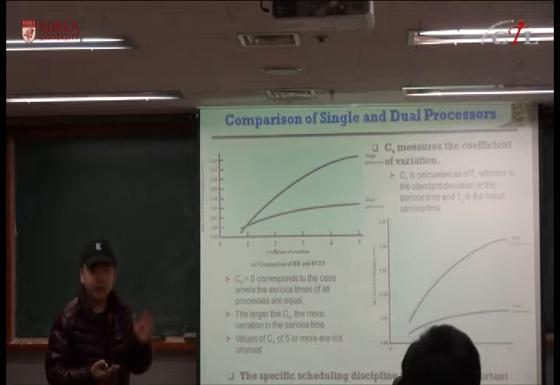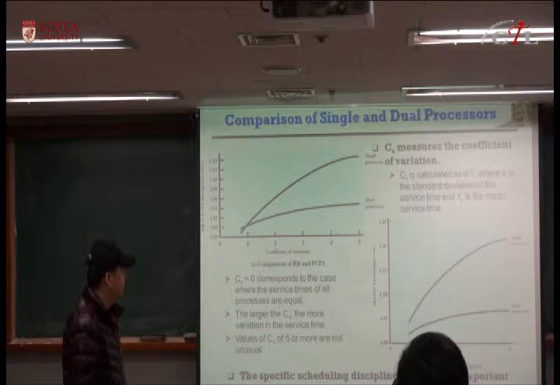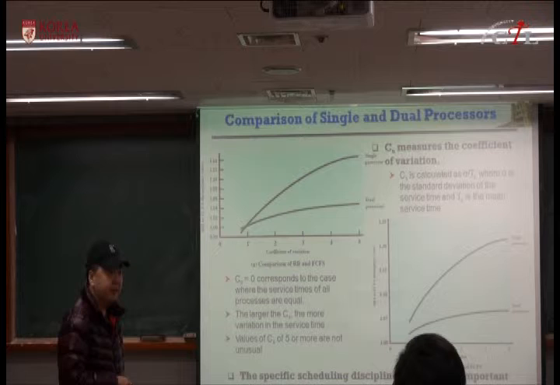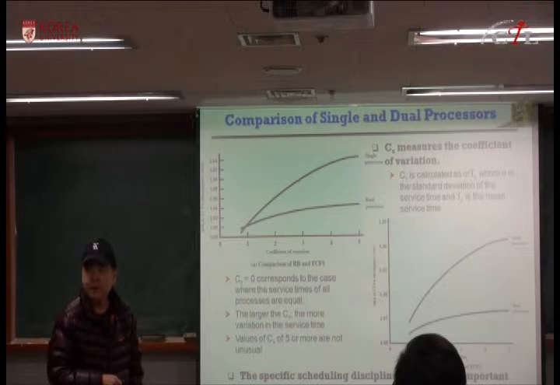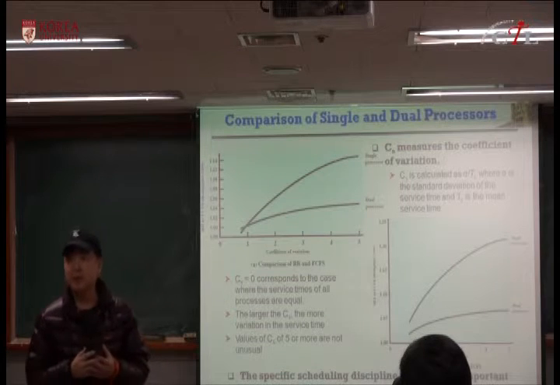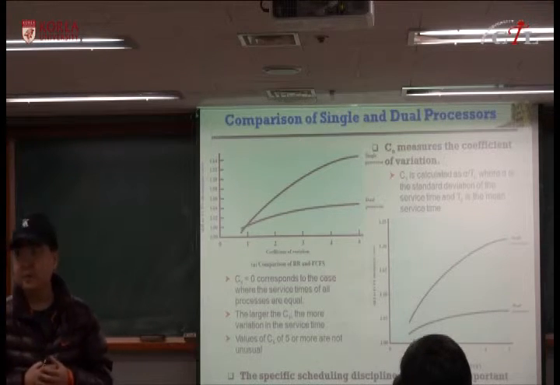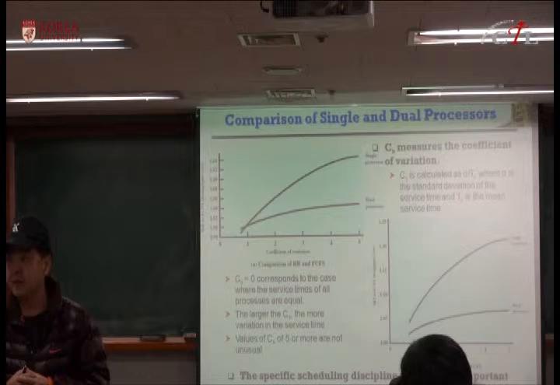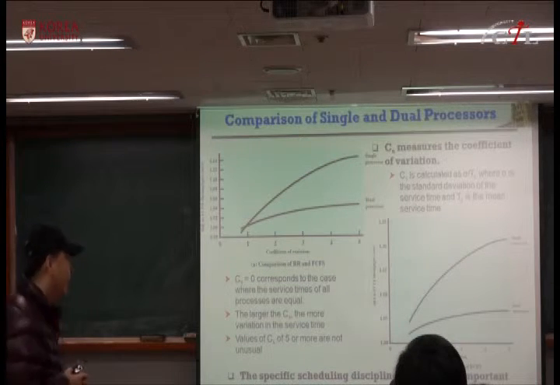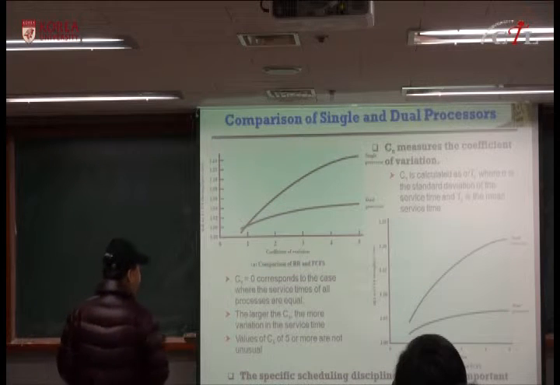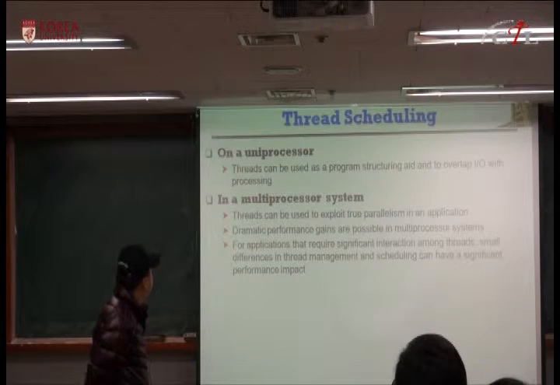The difference between different scheduling algorithms will be reduced, and as you increase the cores, it will be reduced further. Okay, so the specific scheduling discipline or algorithm is much less important with dual processor than with uniprocessor. So sometimes you don't have to use a complex scheduling algorithm. It's better to use a straightforward, simple algorithm, which might be more effective. Okay, that's what this graph is showing.